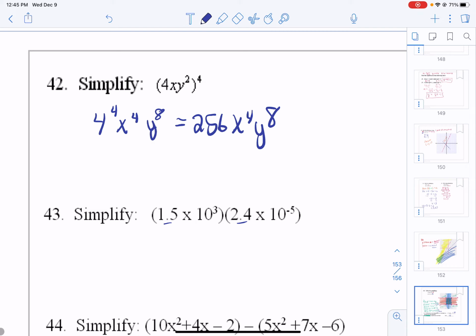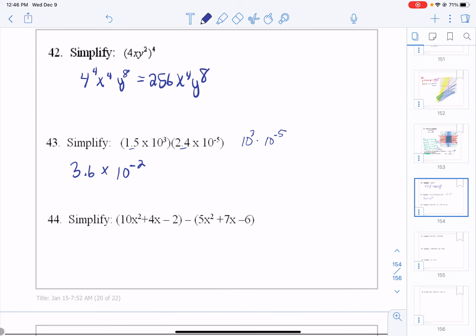And I'm going to get 3.6. Now let's do our tens. If the bases are alike and we are multiplying, we keep the base and we add the exponent. 3 plus negative 5 is negative 2.